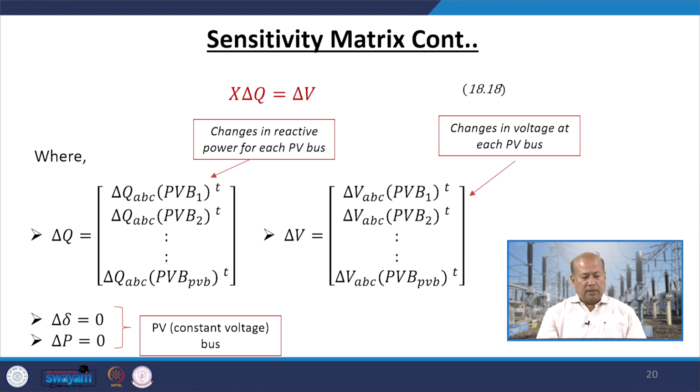Now we can calculate the sensitivity matrix, which is x delta Q equal to delta V, that is, the change in reactive power for each PV bus and the change in voltage at each PV bus can be calculated. So delta Q, delta V, and we can assume that delta delta equals 0 and delta P equals 0 in the case of a PV constant voltage bus.